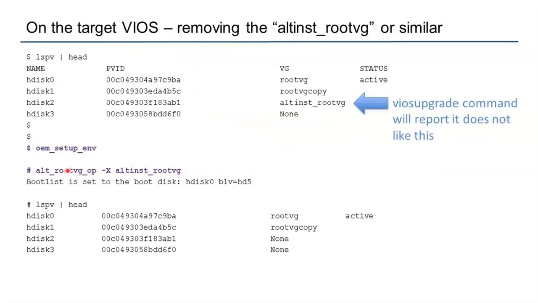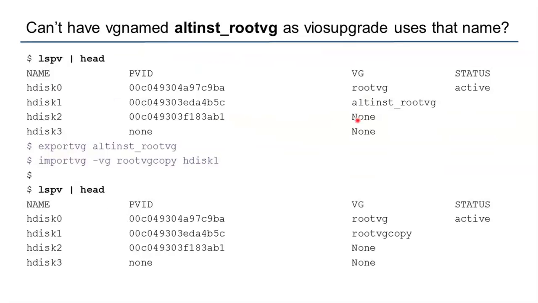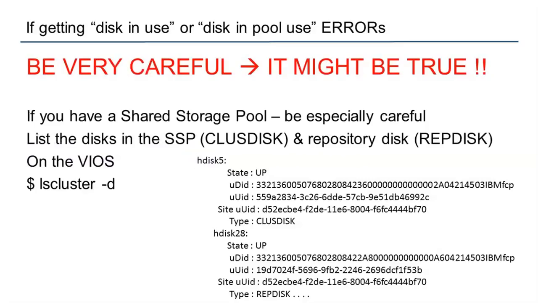So one way of doing that is you can go to root and run this alt_root_op command -X, and that just gets rid of it. That's one way of doing it. There are other ways of doing it. If it's like this, you can just do an export of it, and that gets rid of it. In this case, you've got to be careful because the ODM can remember what it was called even if it's offline. But I imported it, giving it a different name, and then the upgrade command will be happy with that.